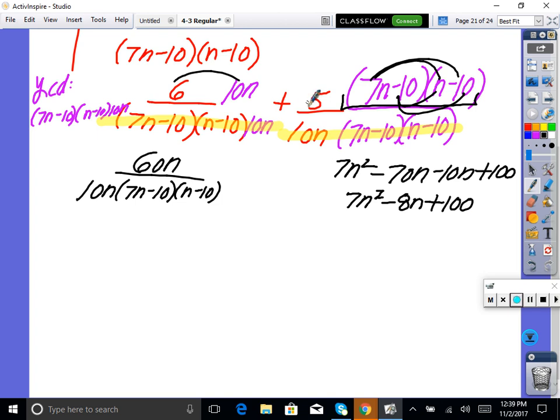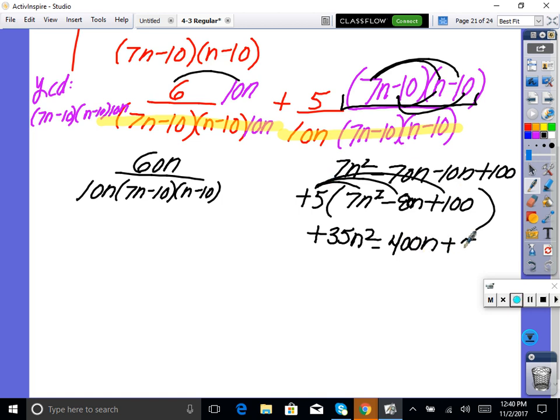Now don't we have to multiply positive 5 to all that stuff? Positive 5 times all that stuff. Here we go. Plus 35n squared minus 40. Oh, that's an 80, isn't it? So then minus 400n and then plus 500. Because that was an 80n from these two. We combine like terms. Negative 70n minus 10n is negative 80n.